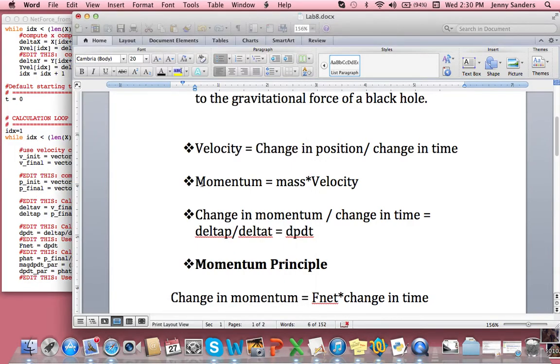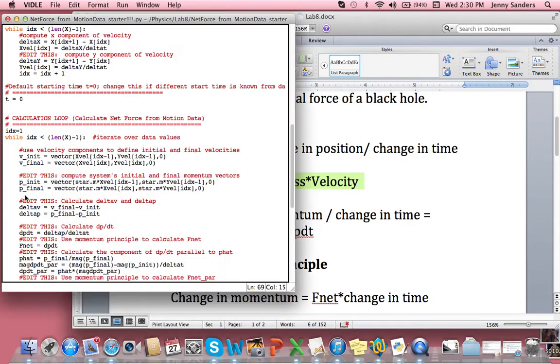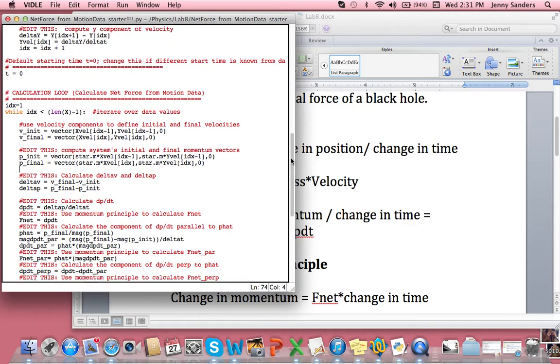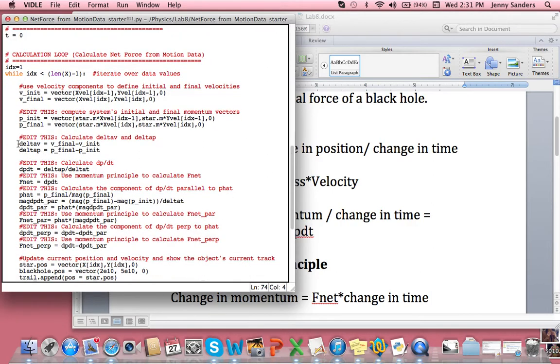Because we know that momentum equals mass times velocity, we're then able to find the initial momentum and the final momentum vectors right here, just by multiplying the star's mass times each component of the velocity. Then we could easily find delta V, the change in velocity, and the change in momentum: V final minus V initial, and P final minus P initial.